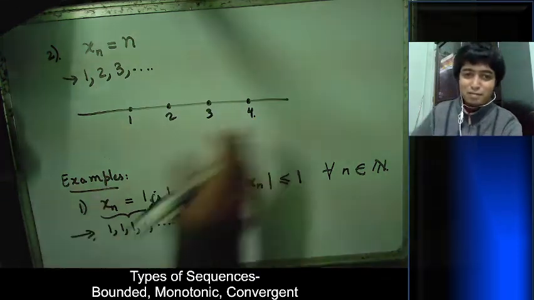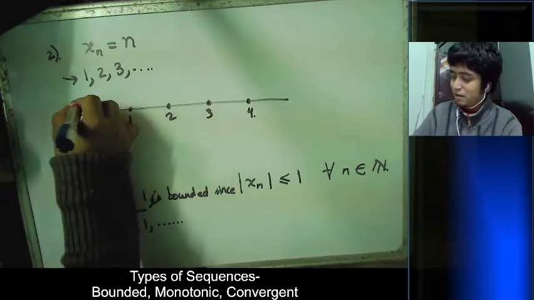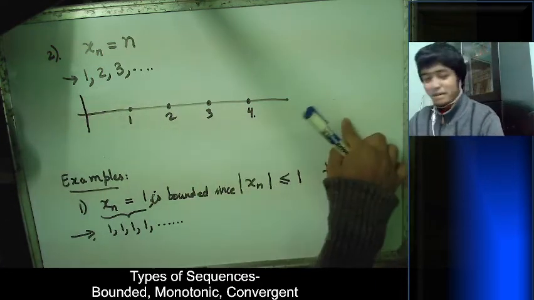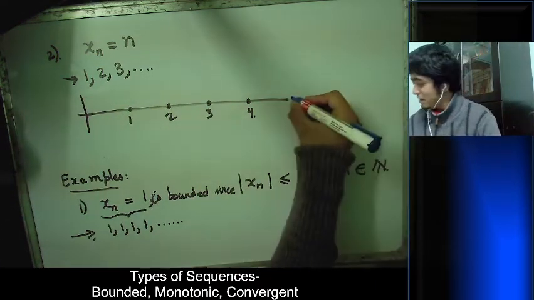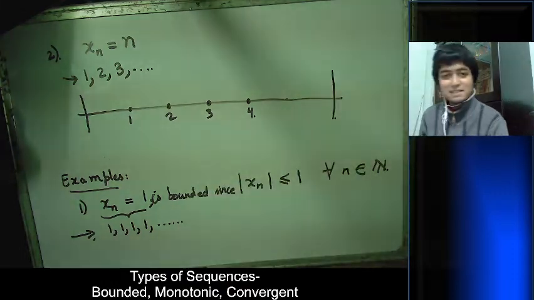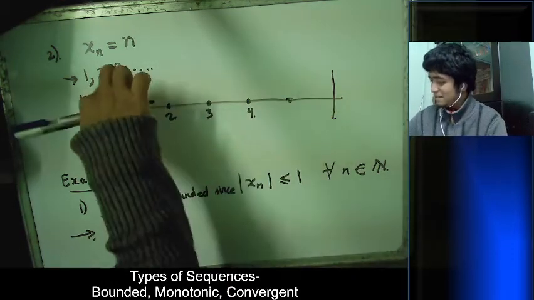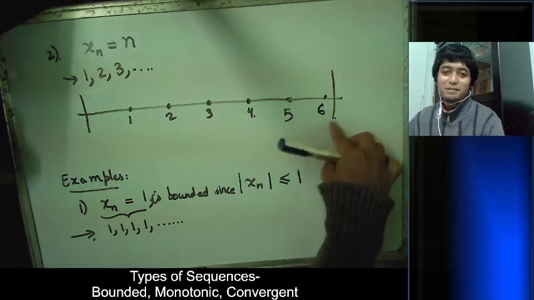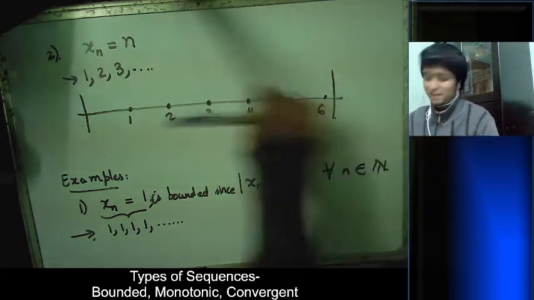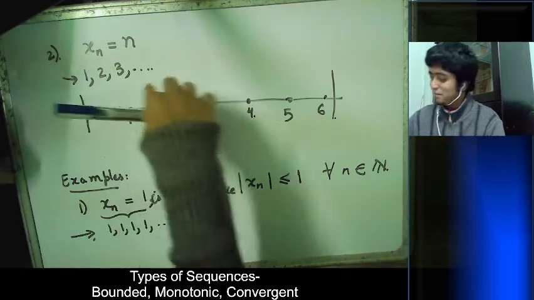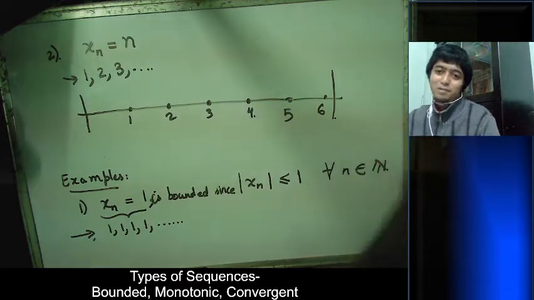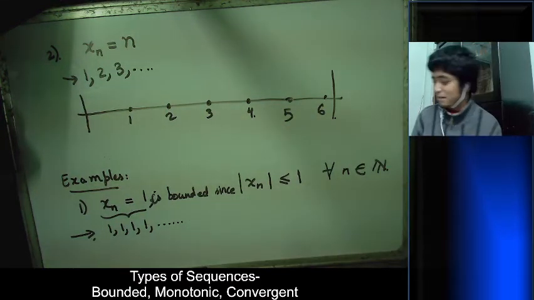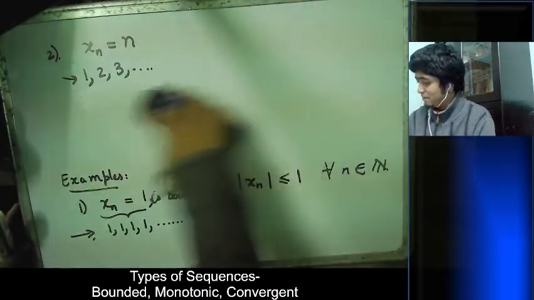Okay, you will be able to find the left wall, but you can never find a right wall. Because if such a right wall exists, you can see that these terms actually keep on increasing. They will always cross a wall. No matter where you construct the wall, these terms will always go beyond that wall. So that is why it's not bounded.